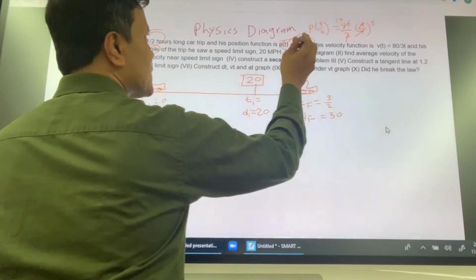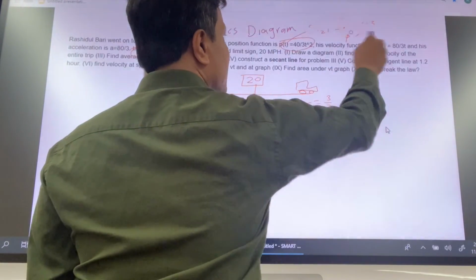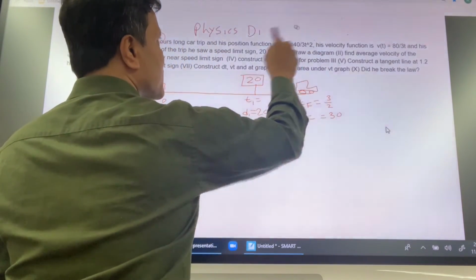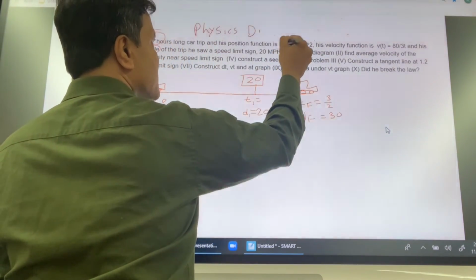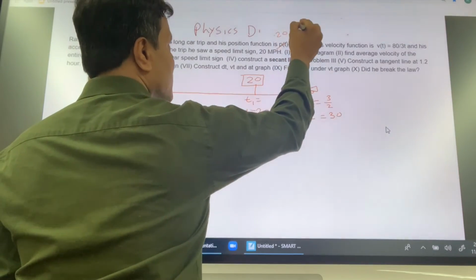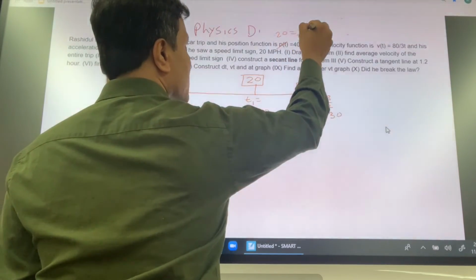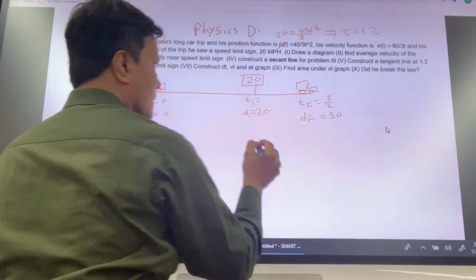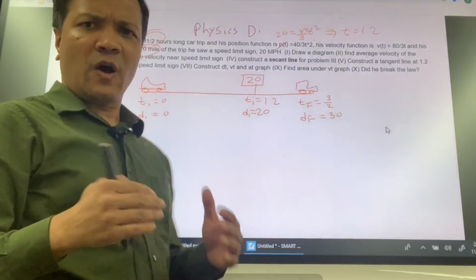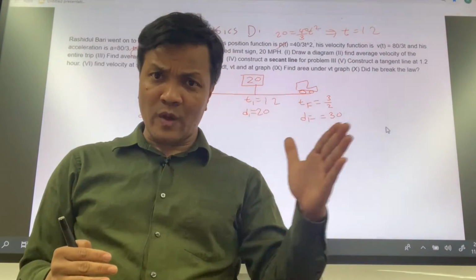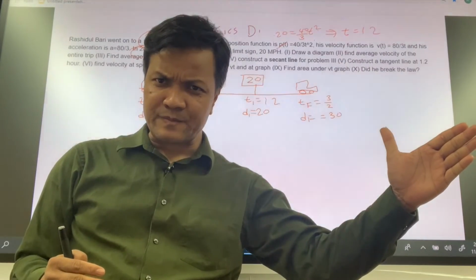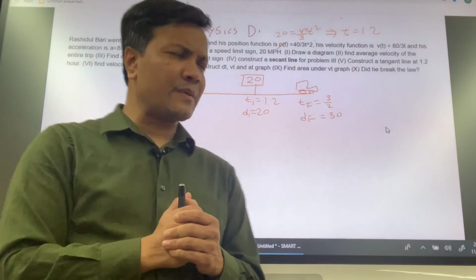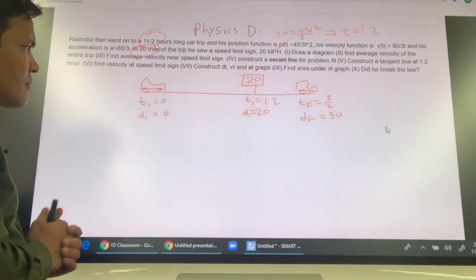So we put 20 over here to get the distance. Instead of PT, we're going to write 20 is equal to 40 over 3 t squared. So then T must be 1.2. That means he saw a speed limit sign 1.2 hours after he started the trip. Okay. That's good.